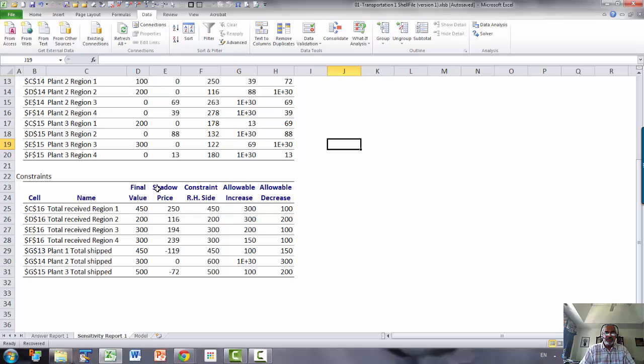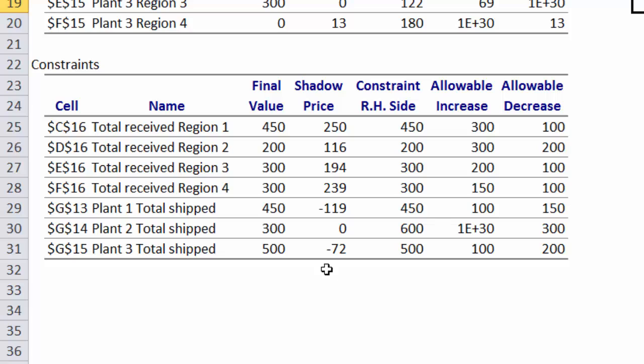And here these are the sensitivity analysis values for the constraints. For the constraints, what we have is what is called shadow prices. Shadow price indicates how much the objective function, in our case the total cost, how much the best total cost, the minimum total cost, changes for a unit change in the right hand side value of the constraint. So total received in region 1, that's your demand. If the demand goes up by 1 unit, then this is what the total shipping cost for the entire problem will go up by. Same here and same here and same here.